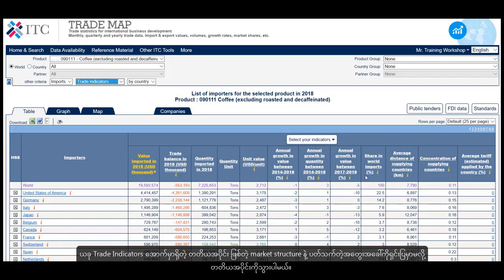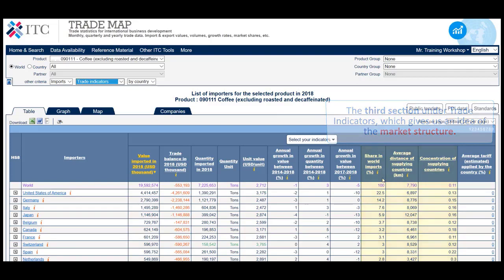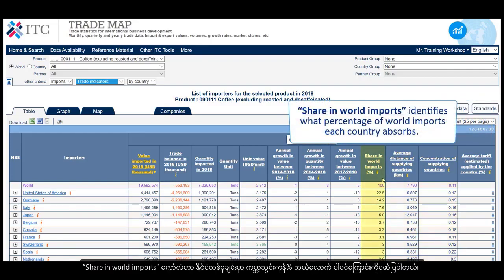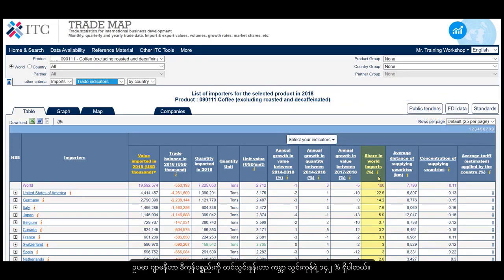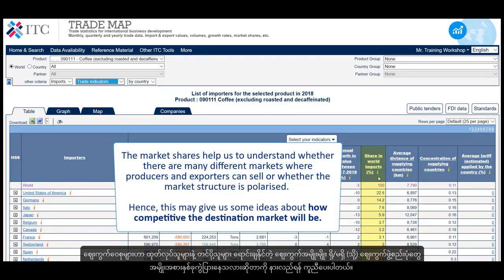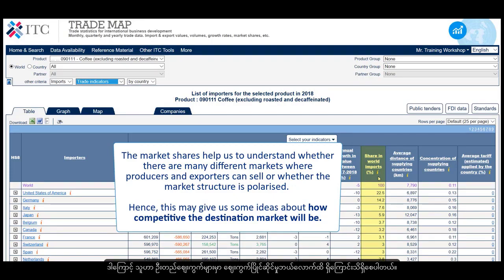Now we turn to the third section under Trade Indicators, which gives us an idea of the market structure. The column Share in World Imports identifies what percentage of world imports each country absorbs. For example, Germany accounts for 14.2% of world imports for this product. The market shares help us to understand whether there are many different markets where producers and exporters can sell, or whether the market structure is polarized. Hence, this may give us some ideas about how competitive the destination market will be.